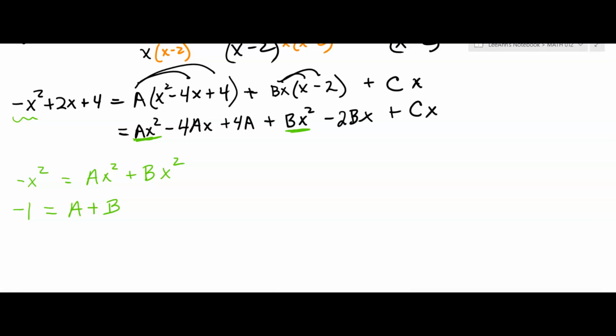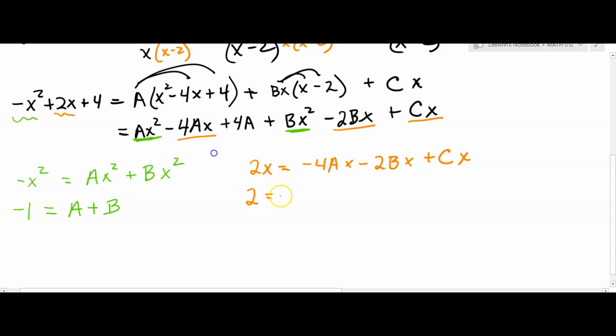Okay? All right. Now we're going to look at the x term. 2x has to equal, okay, any term then that has an x in it. Negative 4Ax minus 2Bx plus Cx. Those are all my x terms, right? You don't need the x, so you can just write 2 equals negative 4A minus 2B plus C. So, yep, there we go. All right, I'm almost done. And then the last one, you have a constant, 4. Well, I only have one term left. Right here, that's a constant because there's no x in it, right? So it's just 4A. Okay.